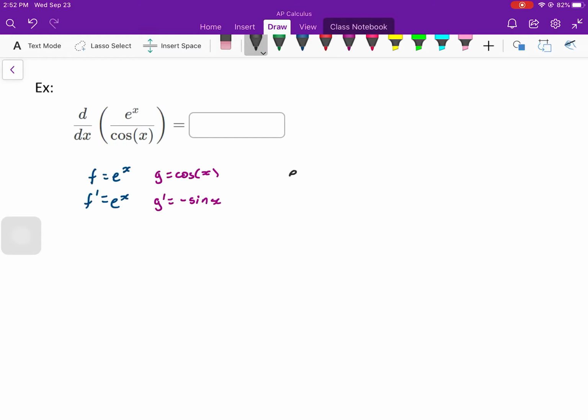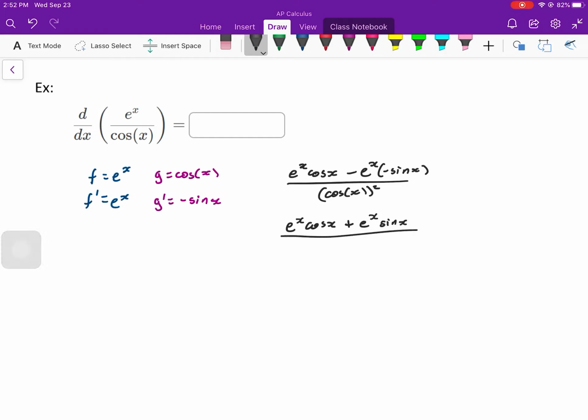Run it through the quotient rule: f prime times g, so e to the x times cosine of x, minus f, which is e to the x, times g prime, which is negative sine x, all over cosine of x squared, because it's g squared. So then from here, we can rewrite the double negative as a plus. We have e to the x cosine x plus e to the x sine of x, all over cosine squared x. And then you can, if you want to, factor out the e to the x on the top.